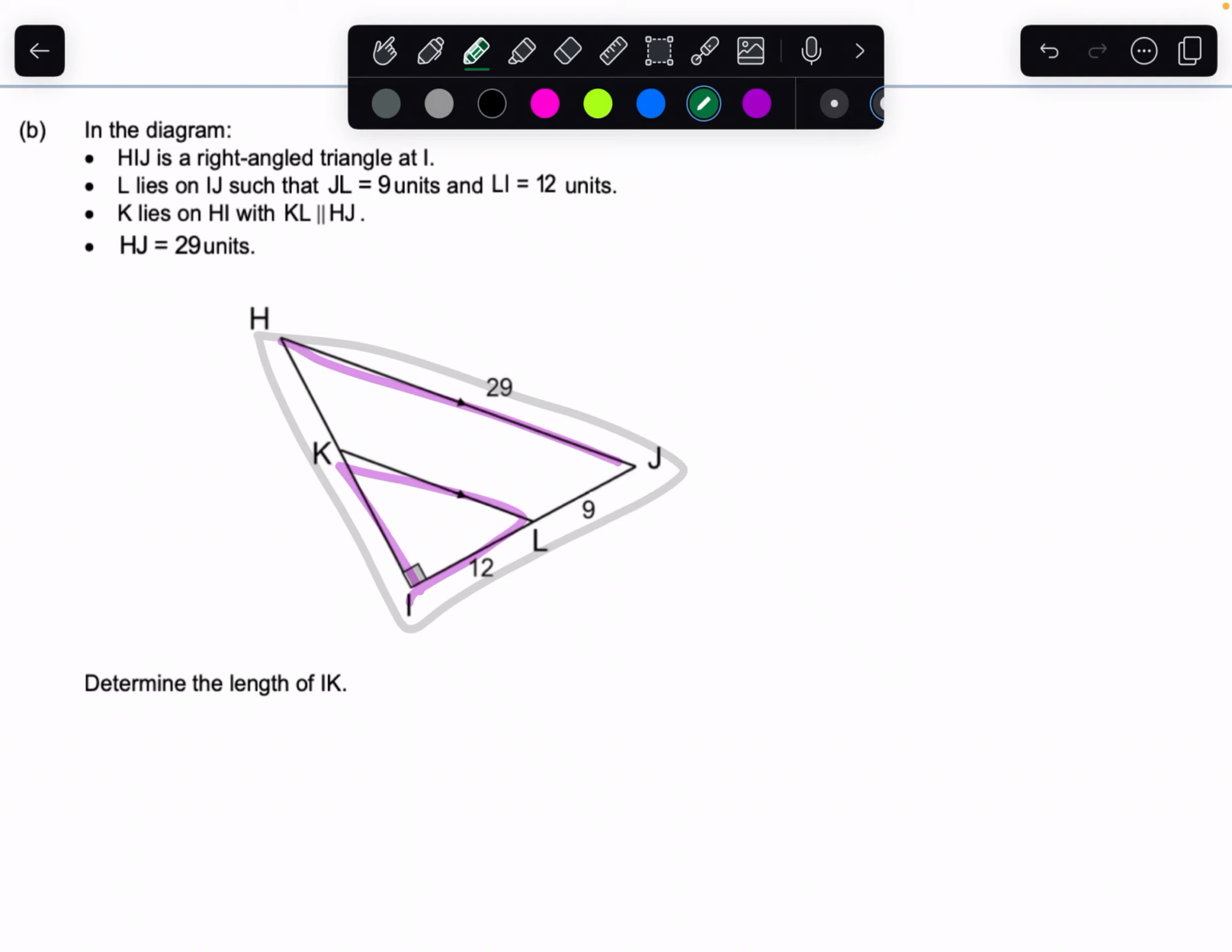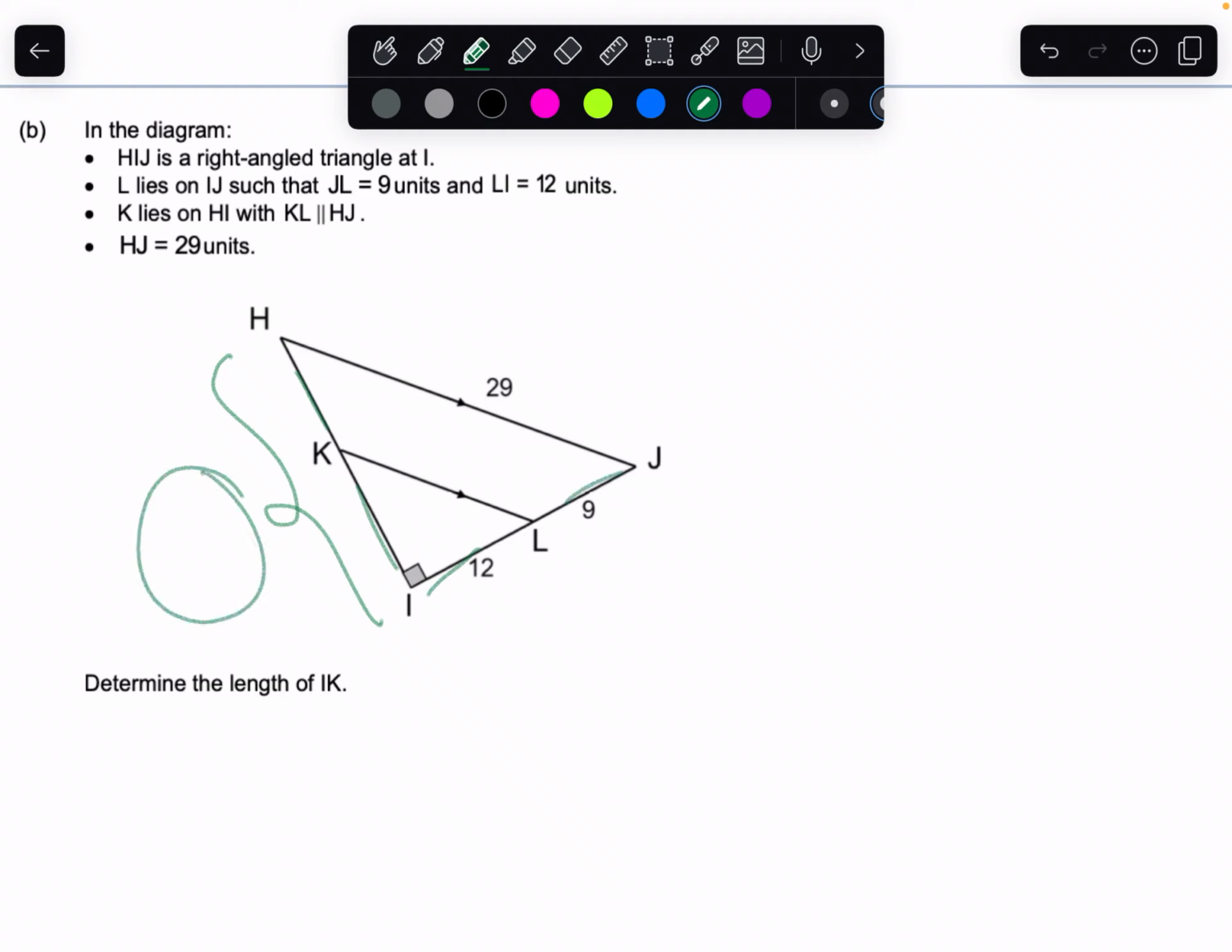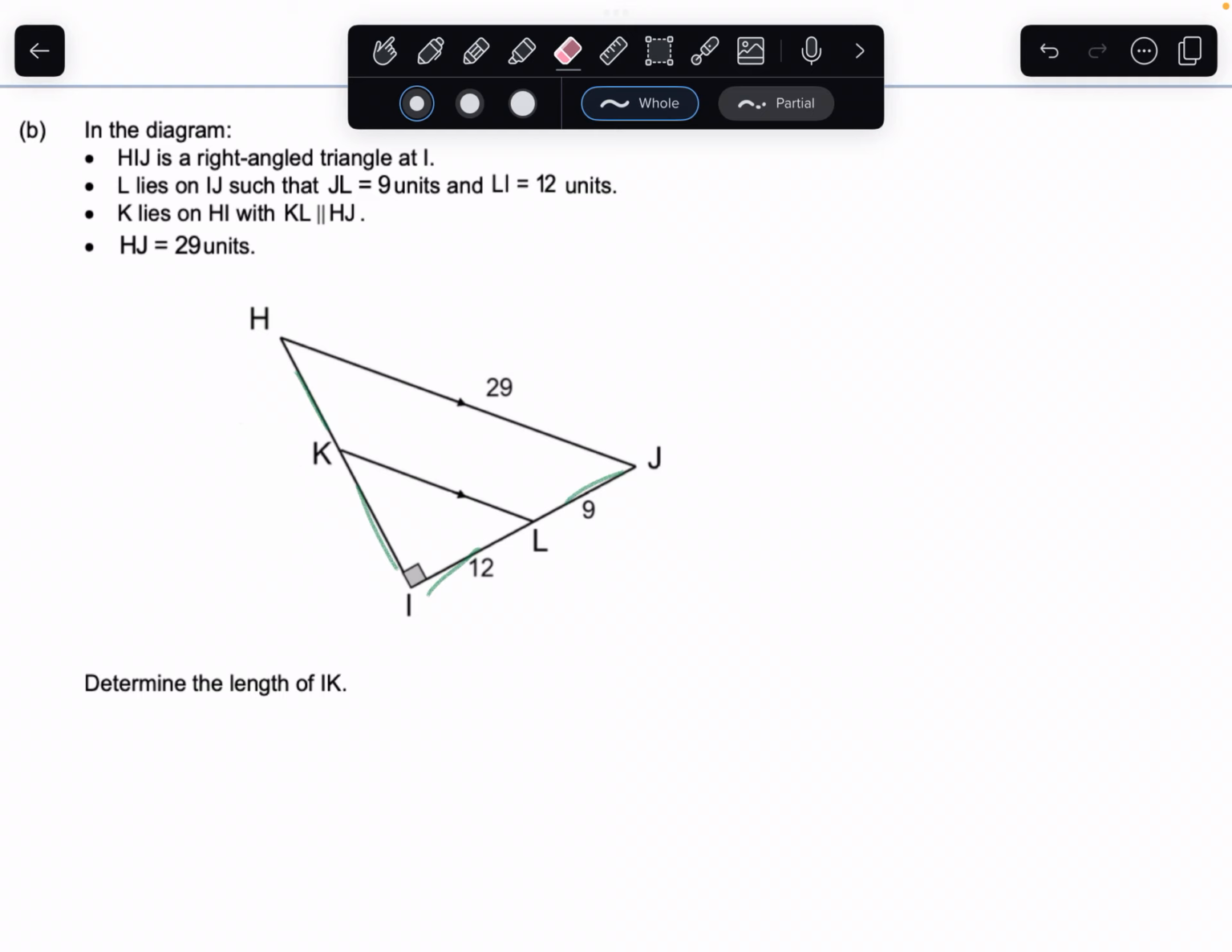oops, I'm being so silly. Oh my goodness, sorry. So this right angle is important. It's not there by mistake. It's actually useful. So Pythagoras can give us the length of this side, and then we know that this side is split in the same ratio as this side. So once we know how long HI is, we can use that ratio to figure out the length of IK.